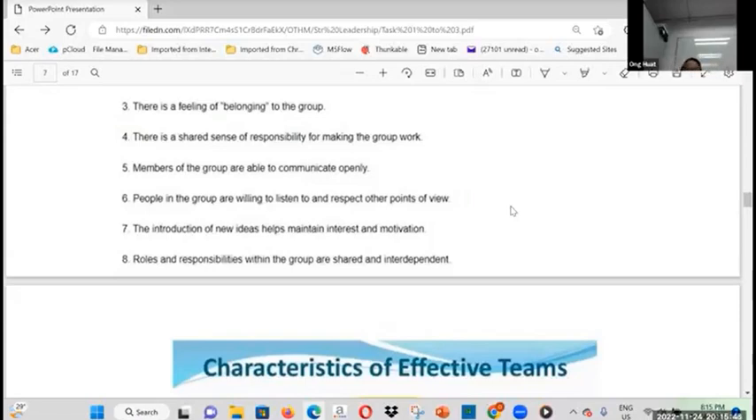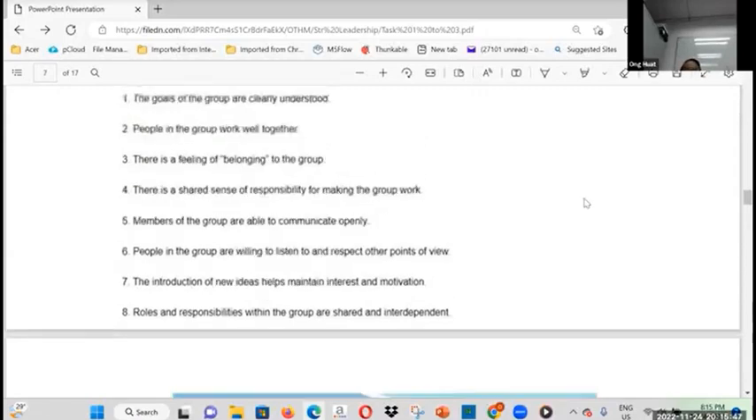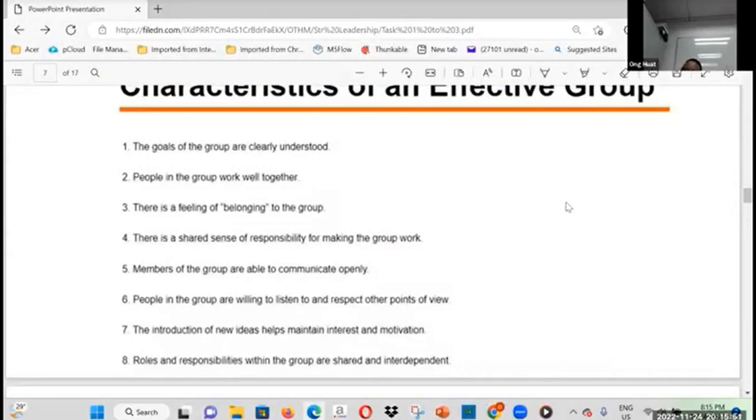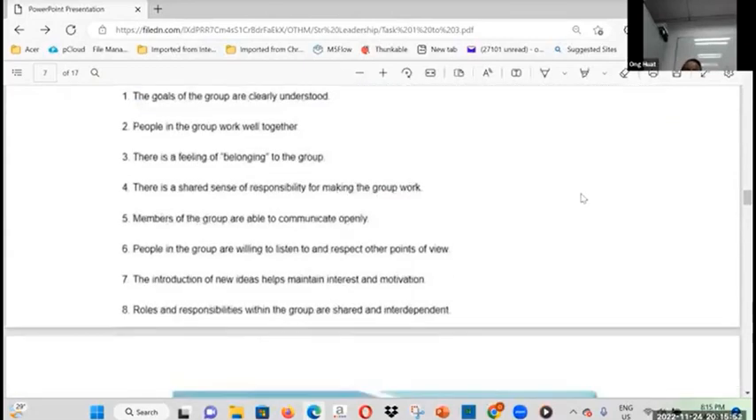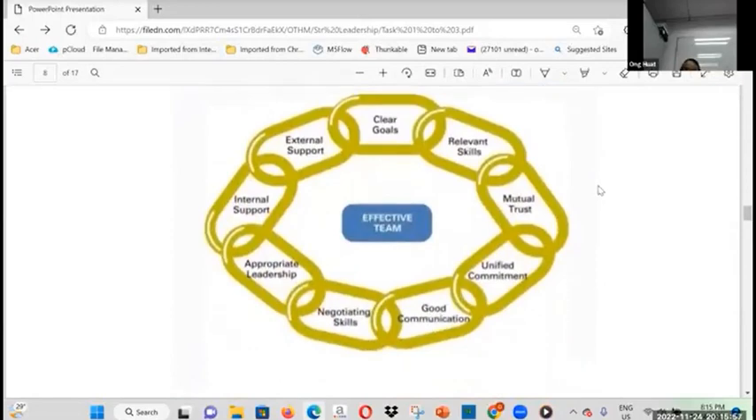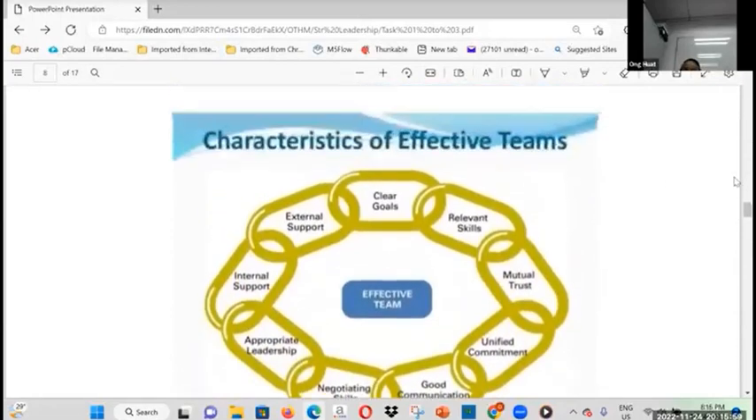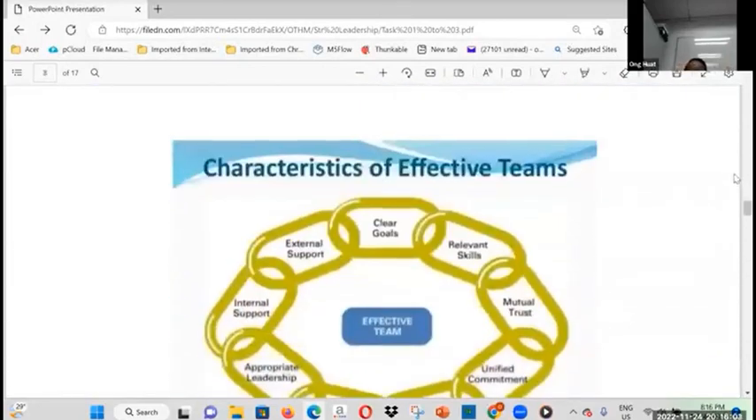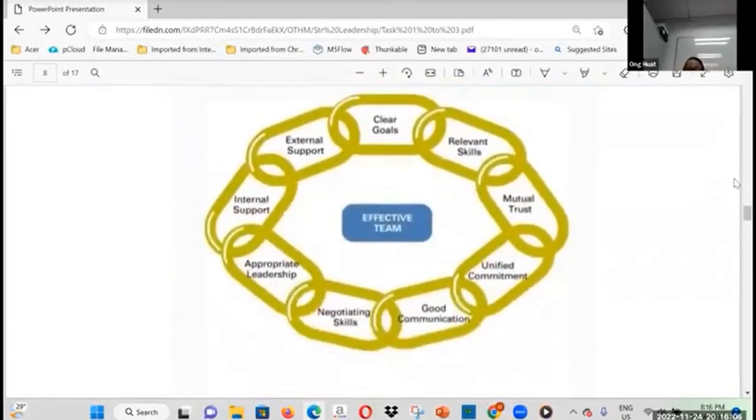Okay, we just write this. And these are some of the characteristics of an effective group. Next is not in point form. What is supposed to be an effective group? This is a characteristic. This is also a characteristic, right? But the form of presentation is a bit different.